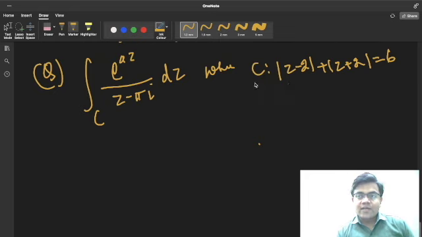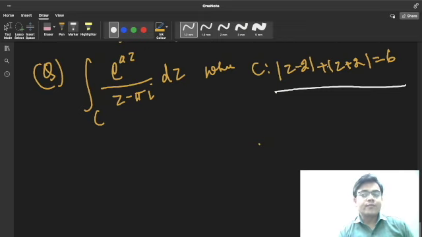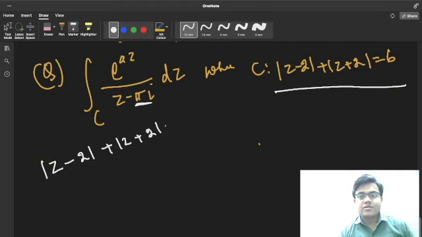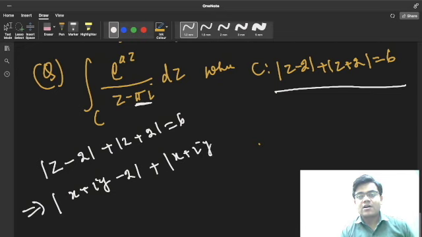So first of all we will analyze this domain. Okay, we will try to analyze its domain. First of all let's analyze whether this pi iota will lie inside it or outside it. So it is mod z minus 2 plus mod z plus 2 is equal to 6. So yes, you will write mod x plus iota y minus 2 plus mod x plus iota y plus 2 is equal to 6.